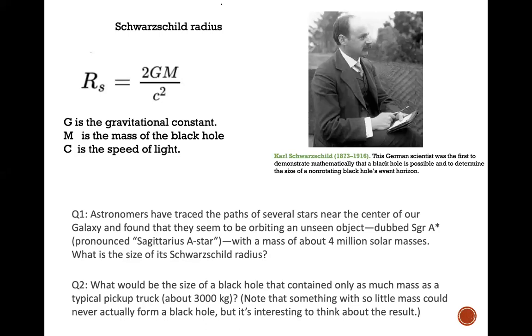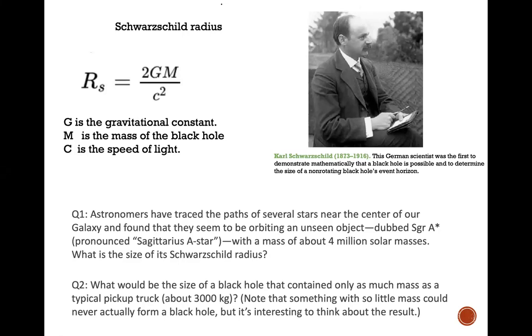Now here G is the gravitational constant, M is the mass of the black hole, and c is the speed of light, right? Now I would like you to answer these two questions, as we have limited time now, so I'm not going to take the class time for this one. But here are two examples that you can try, and make sure that you actually try this and find the answers.